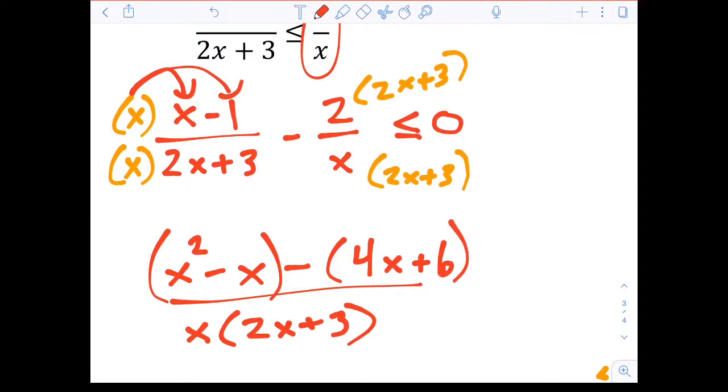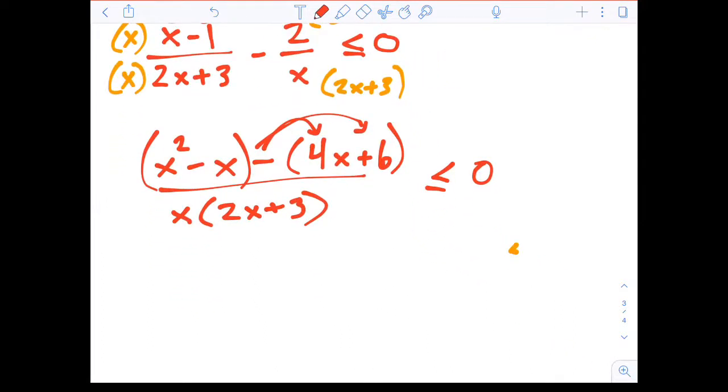But because I'm subtracting that binomial, I'm going to have to distribute this negative through. It's going to have to change the sign of both these ones. That's going to be greater than or equal to 0 still. So I'm going to simplify that top. I'm going to distribute the negative through and add any like terms that we have. So when we do that, we have x squared minus x minus 4x minus 6. That's a big step that a lot of people forget.